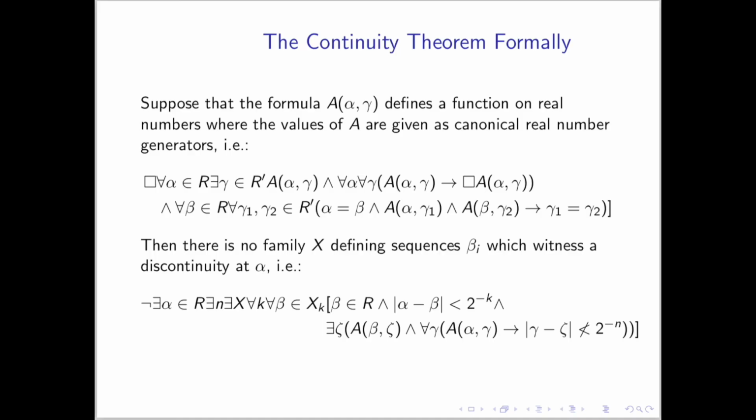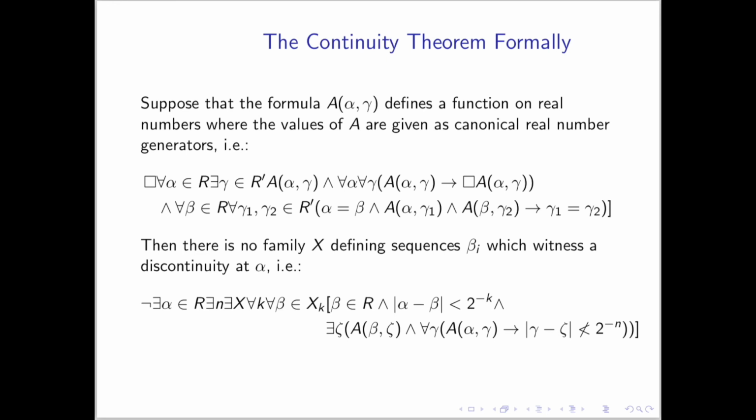Then formally, the continuity theorem is: suppose that A alpha gamma defines a function on real numbers where the values of A are given as canonical real number generators. So for all real number generators, there's a canonical real number generator such that A alpha gamma. And once you have the values, they're fixed. So the function never changes the values given the arguments. And if alpha is equal to beta, then the canonical real number generators that alpha and beta get mapped to themselves have to be equal. So it's functional. That's what this last bottom row is ensuring.